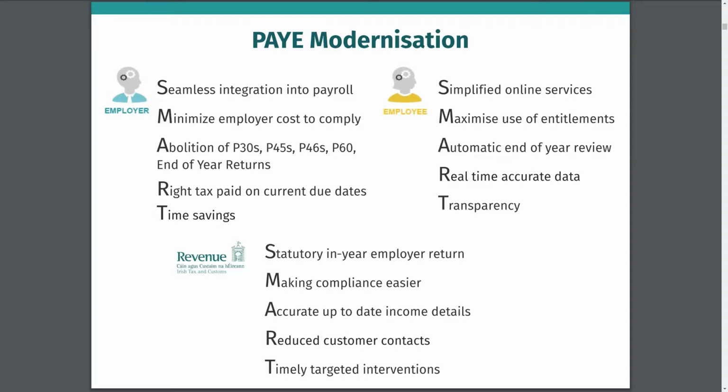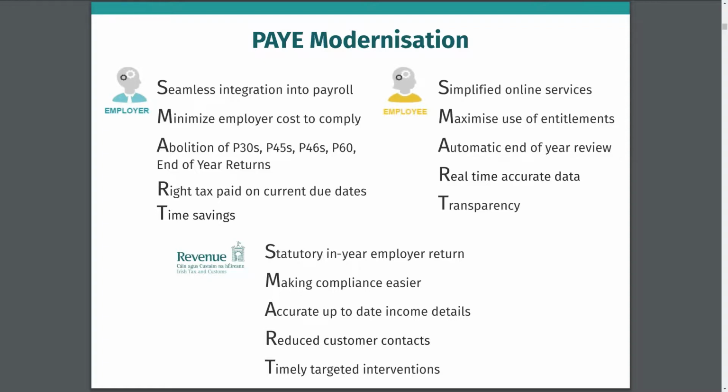For ourselves in Revenue then, there's going to be a statutory in-year employer return. So at the moment, the P35 is the statutory return. There will now be a monthly return, but not a return as you know it, where you have to create and file it. We will create a statement which will become the employer's return once they're satisfied that the information is correct. This will make compliance easier from our perspective.